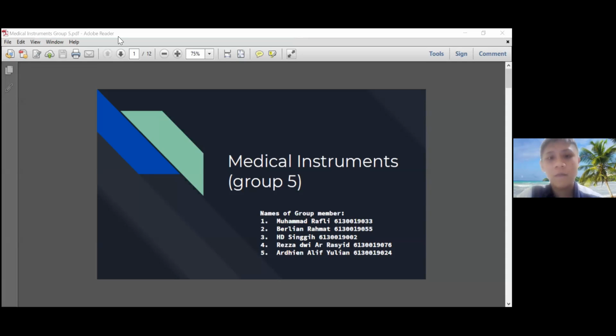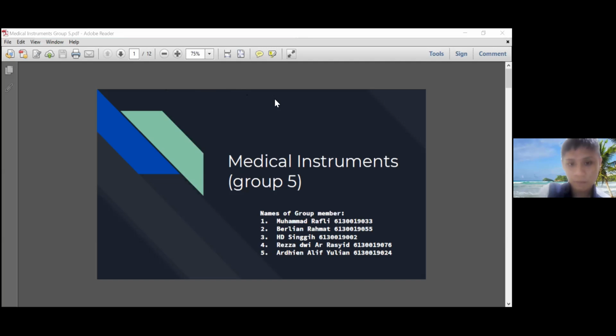We are from the Medical Faculty of Universitas Nahdlatul Ulama Surabaya, third semester, and now we would like to talk about medical instruments and medical rooms. Firstly, we would like to introduce ourselves. My name is Muhammad Rafli, and my friends are Berlian Rahmat, Ade Singgi, Reza, and Ardin Alif Yulian. We would like to start this session. First, we are going to talk about medical instruments.